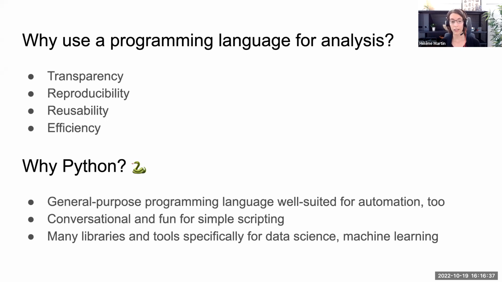Why Python specifically? Python is a general purpose programming language, so it's really good for automation as well. I hope you'll find that it is kind of conversational and fun, especially for simple scripting. It's very approachable. It also has many tools for data science, for machine learning, so you're well served in that area. A lot of people use R, so you might know there's a wonderful library produced by a community member, Florian, called pyODK. If you're comfortable in R, fantastic.